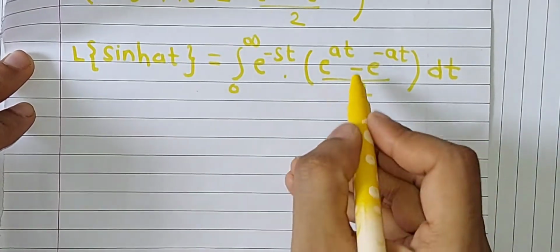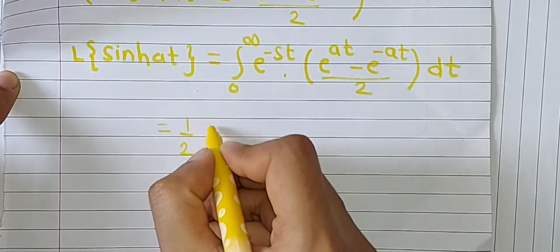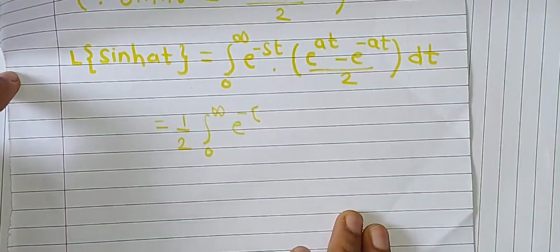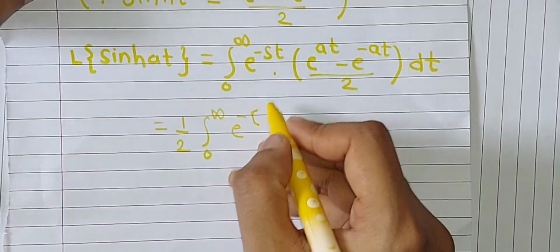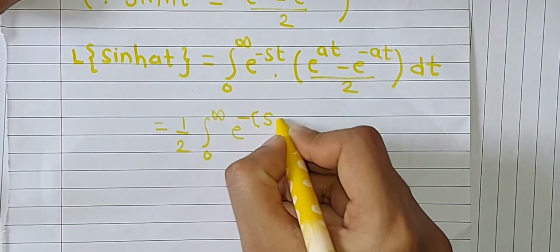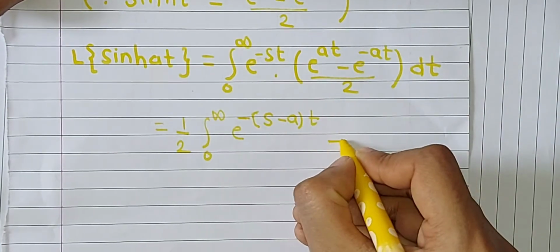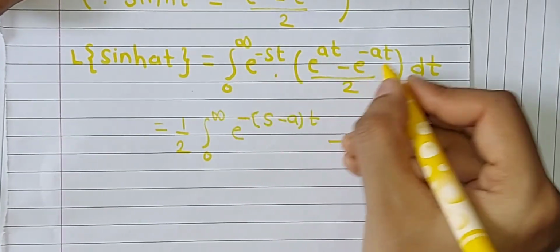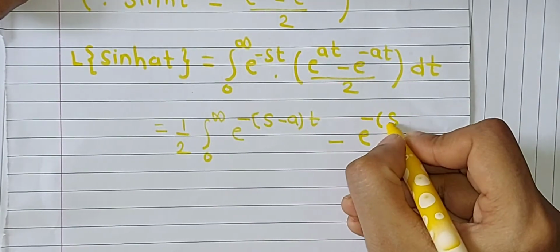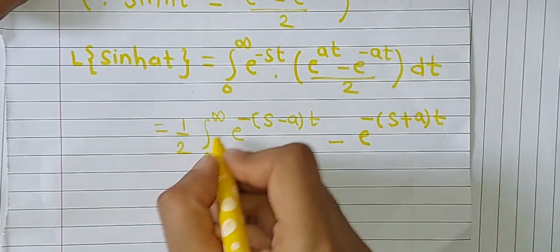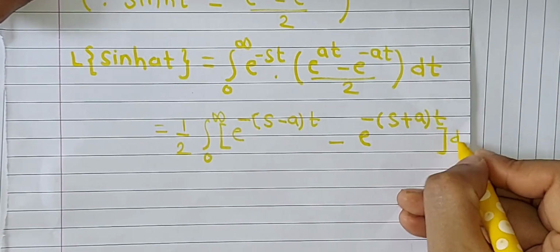Now solve this integration. Here 1 by 2 is a constant, so take it outside, that is 1 by 2 into the integral from 0 to infinity. Now multiply e raised to minus st into e raised to at. Take a minus sign as common, that is e raised to minus (s minus a) into t. This is our first element. The middle term is a minus sign. The second term will be e raised to minus st into e raised to minus at, that is e raised to minus (s plus a) into t. So we have obtained this product, into dt.